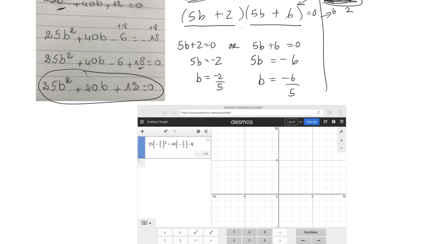Okay, and that answer comes out to negative 18, which is that answer up there. So that means this answer is correct. Now, I could also plug in the other number. Let's try that. So instead of negative 2/5, it's negative 6/5. So let me get rid of the 2 and put in a 6. Also comes to negative 18. So both of those answers are correct. Okay, hopefully that helps you with that question.